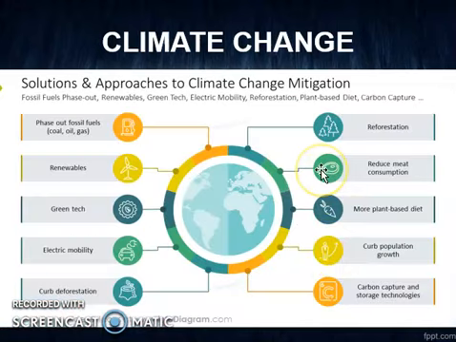Okay, students, climate change solutions or approaches that we can practice to control this problem. For example, phase out fossil fuel, renewable energy, green tech, electricity, mobility, curb deforestation, and these are some examples of what we can practice to manage the problem that we call climate change.